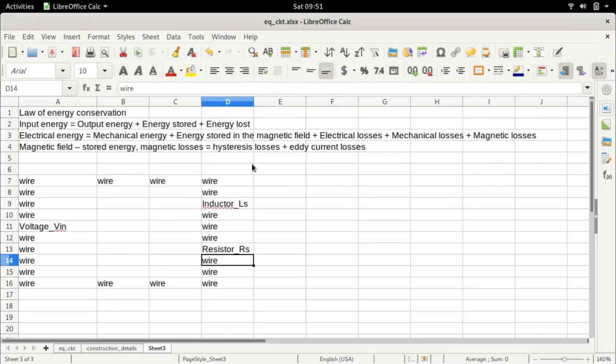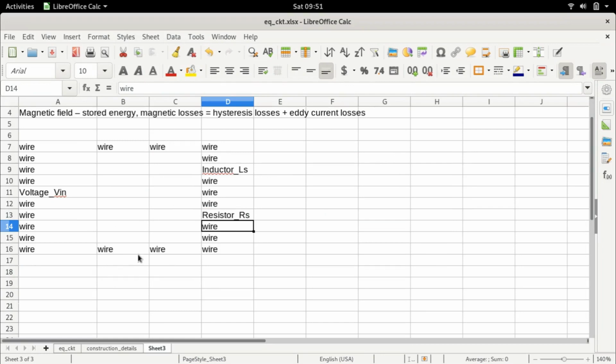So let's come over here again. If we have the circuit, we can very simply write an equation for this. So let's call this V, right? V is equal to Ls di by dt plus Rs into I, right?